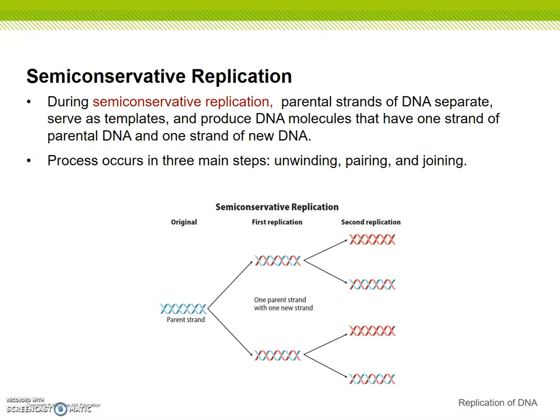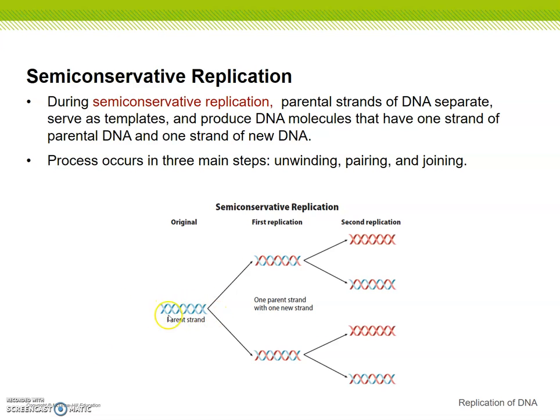Okay, first we're going to look at something that's called semiconservative replication. So during semiconservative replication, the parental strands of DNA, which means basically the original strand, separate, and each strand serves as a template and produces DNA molecules that have one strand of parental DNA and one strand of new DNA. So if you kind of look at this picture here, here's the original strand.